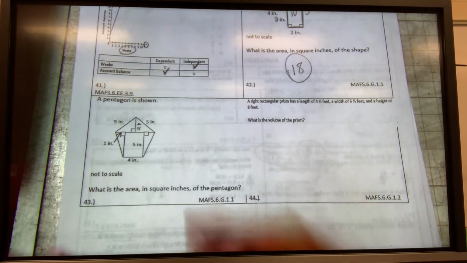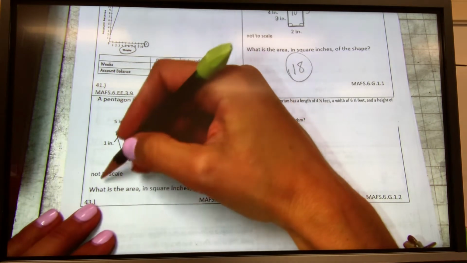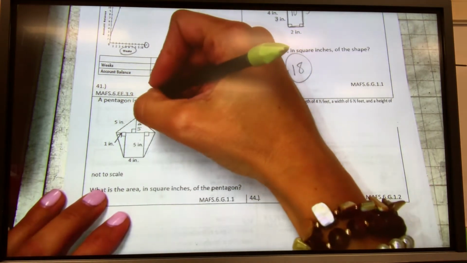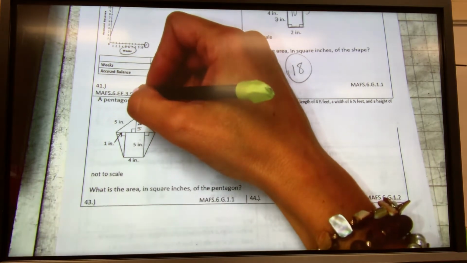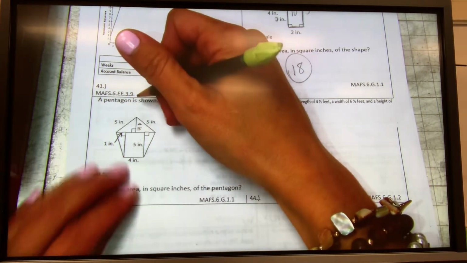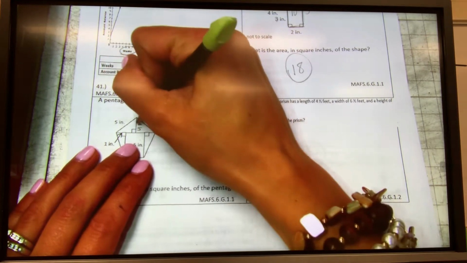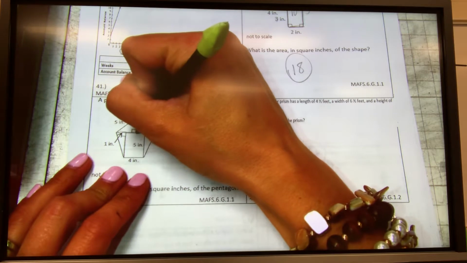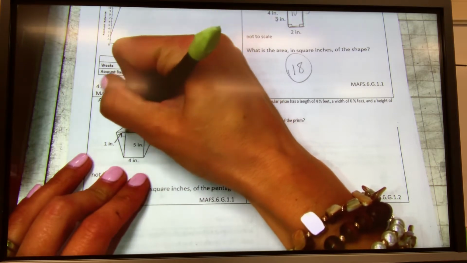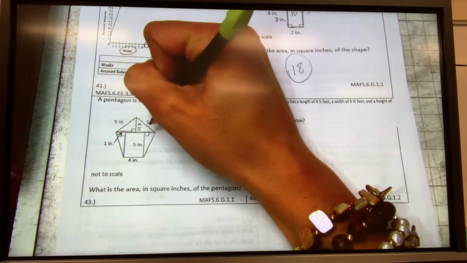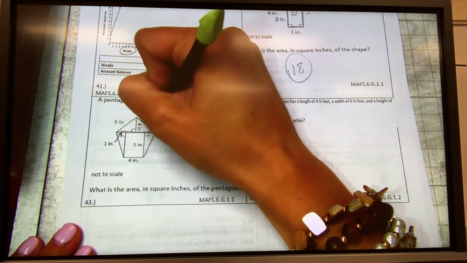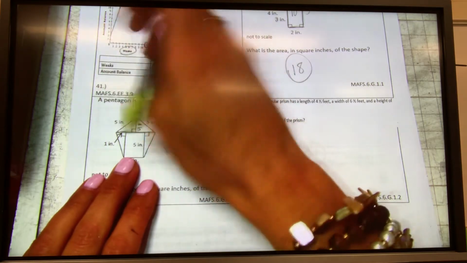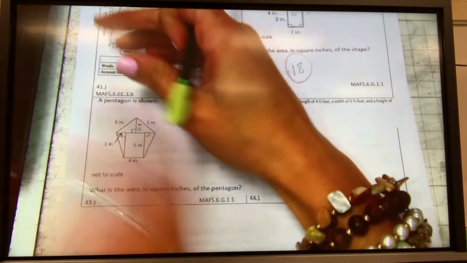Number 43. What is the area of the pentagon? So obviously we're going to have to break these up into several different shapes. I'm going to start here with this triangle. And I'm going to need to break this triangle up into 2 separate ones because I don't know this length right here. I mean, it is 1 and 1. I could do it like that. So let's actually do that. Let's actually break this up like this.